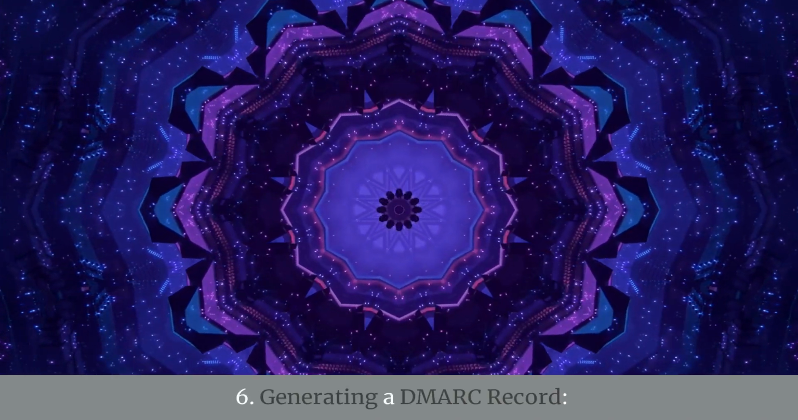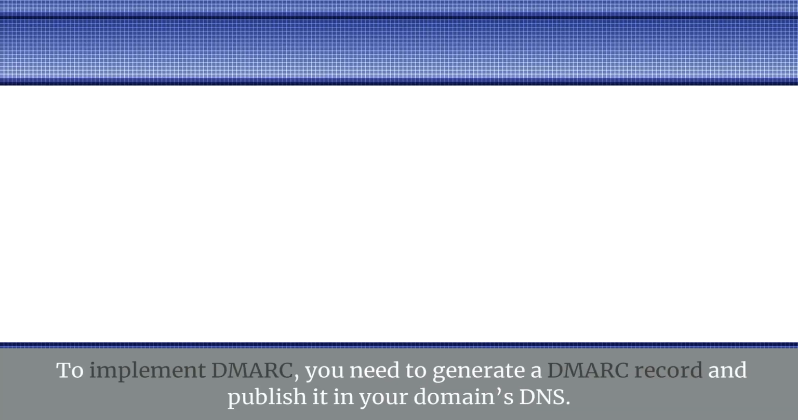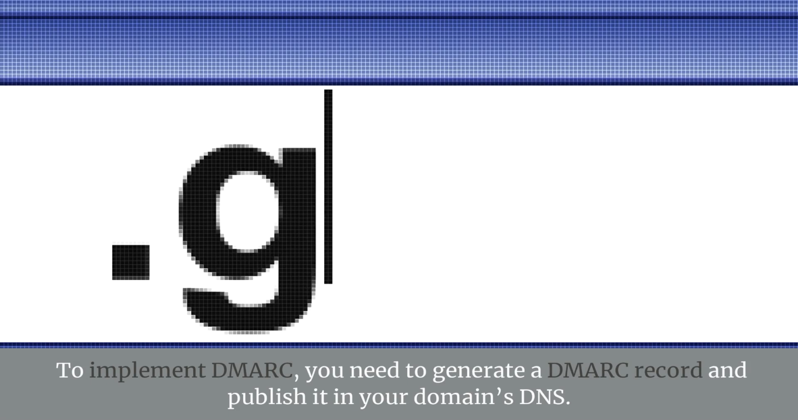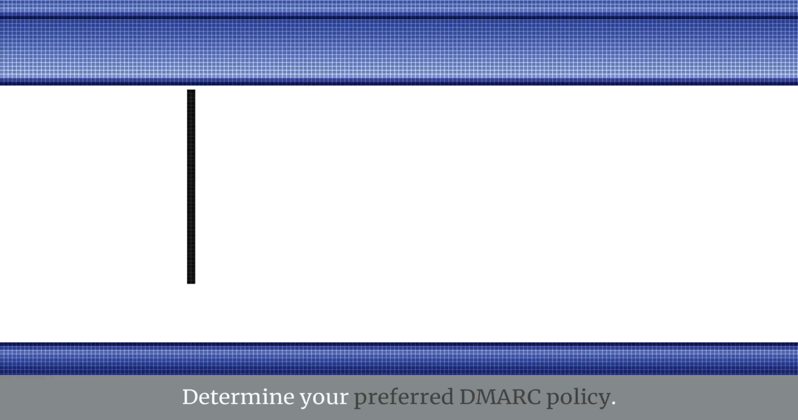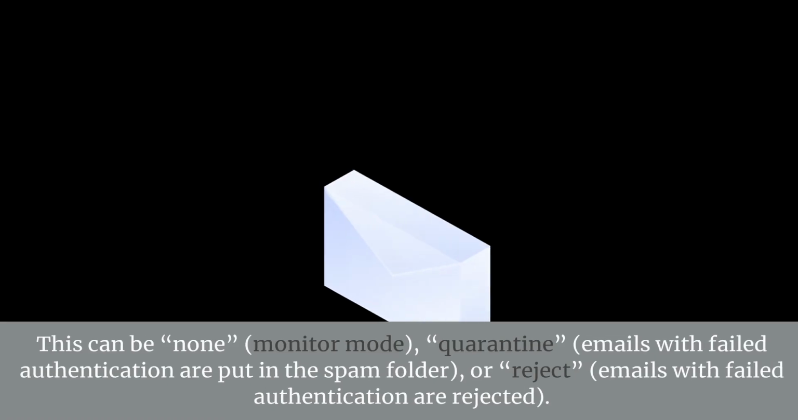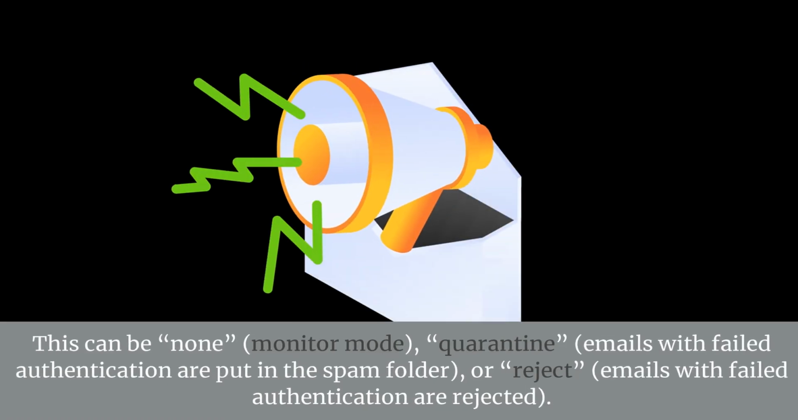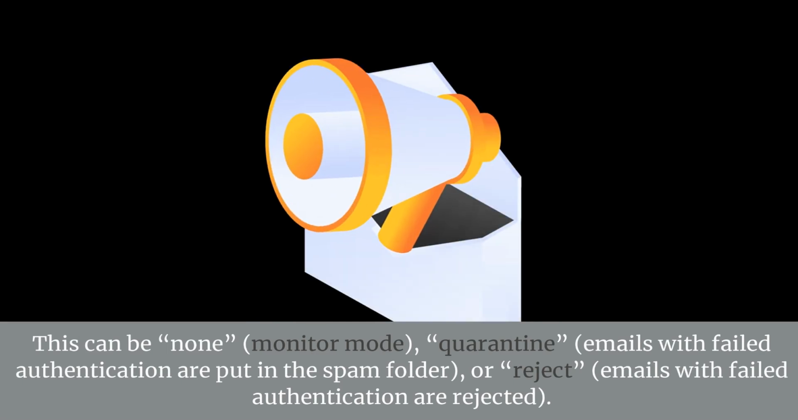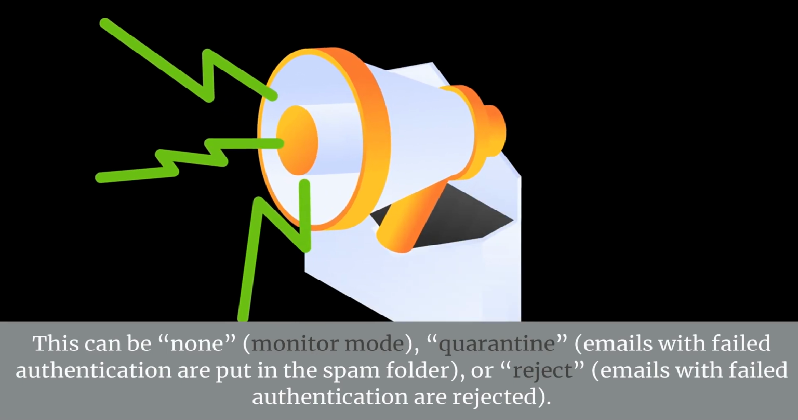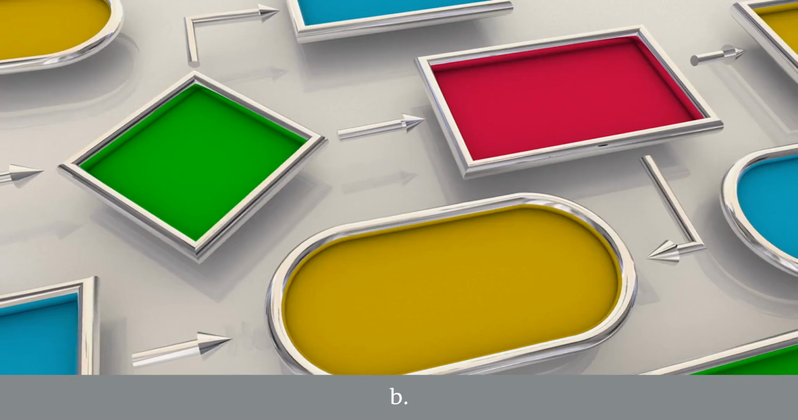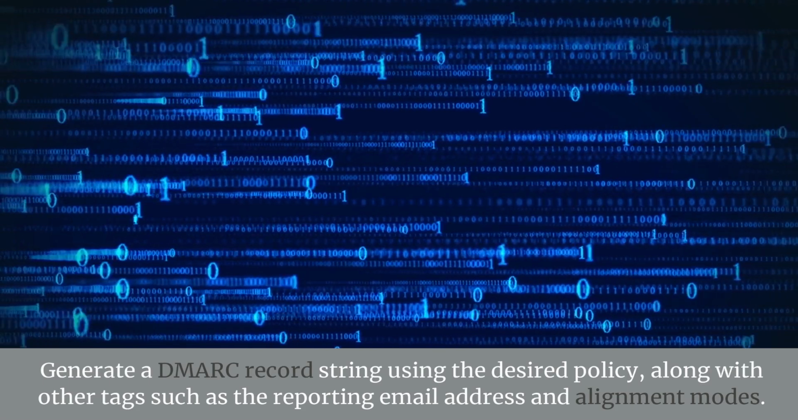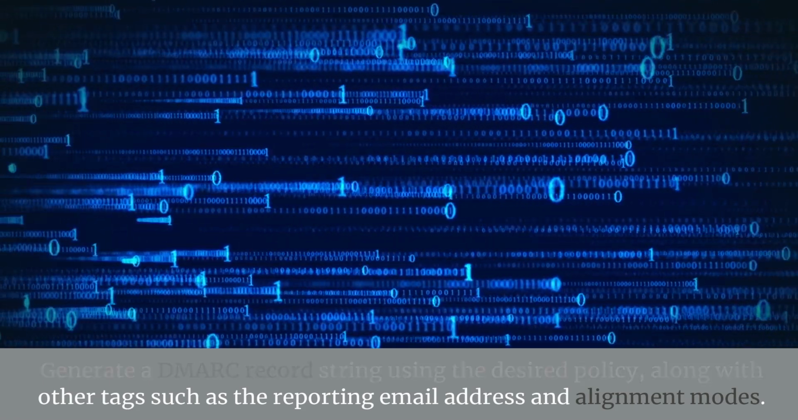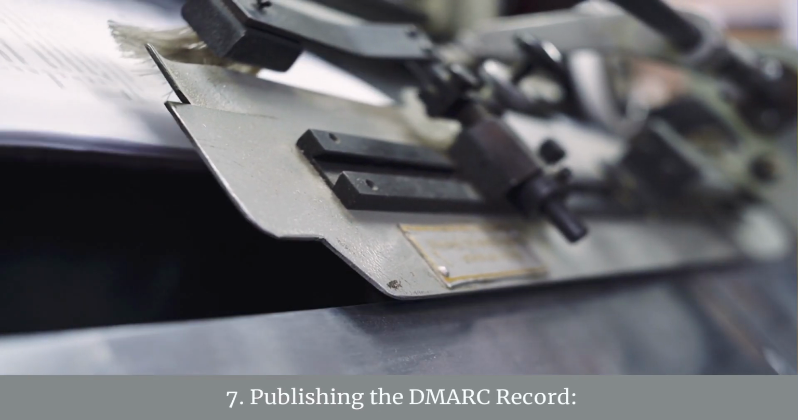6. Generating a DMARC record. To implement DMARC, you need to generate a DMARC record and publish it in your domain's DNS. Follow these steps. A. Determine your preferred DMARC policy. This can be None, Monitor Mode, Quarantine, Emails with failed authentication are put in the spam folder, or Reject, emails with failed authentication are rejected. B. Generate a DMARC record string using the desired policy, along with other tags such as the reporting email address and alignment modes.